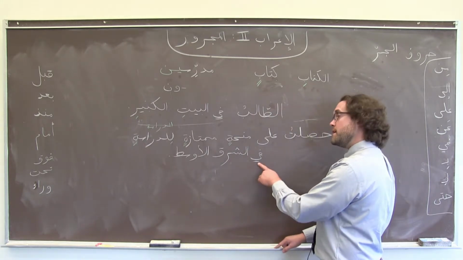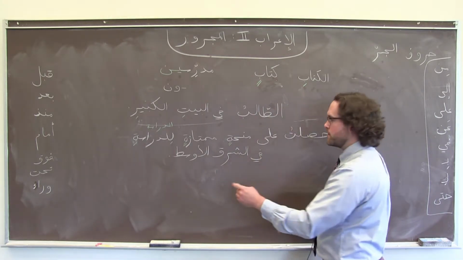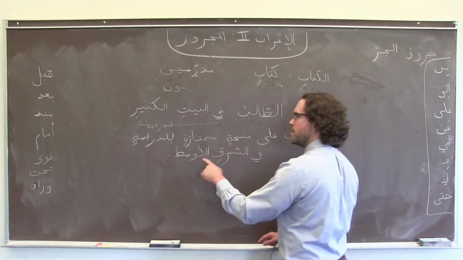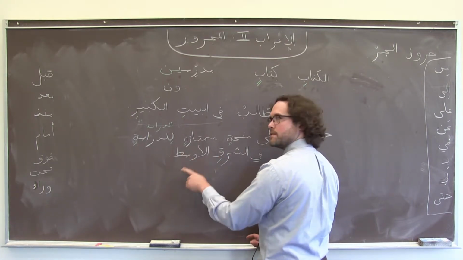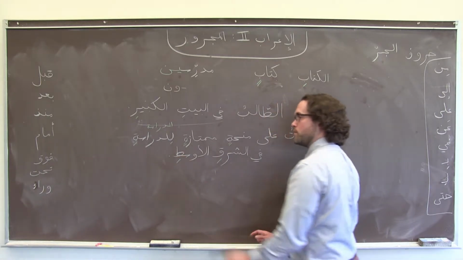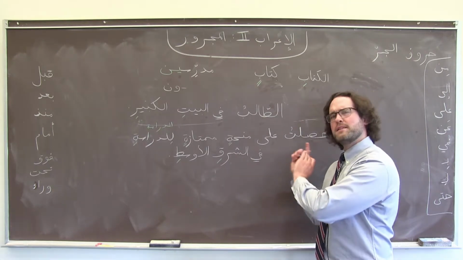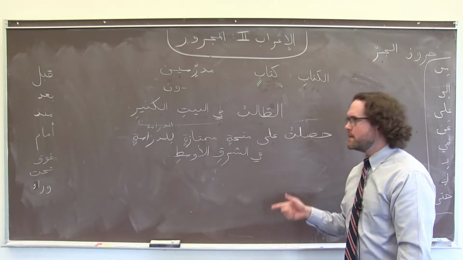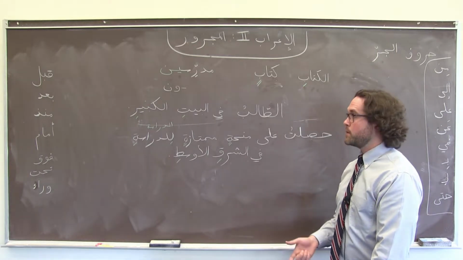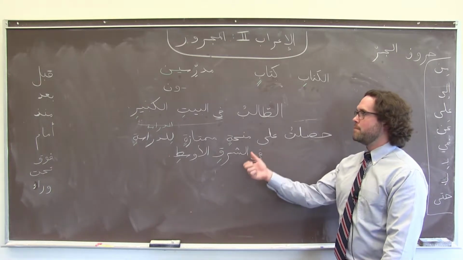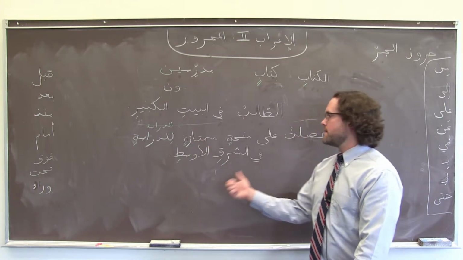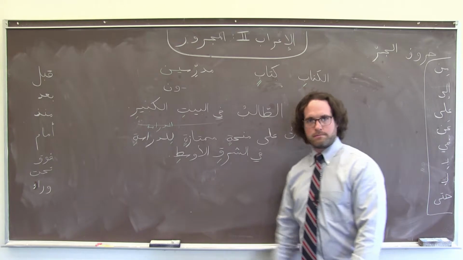للدراسة في, another preposition. They're everywhere. They're all over the place. الشرق, definite, one kasra. الأوسط. أوسط is an adjective modifying الشرق, so it also gets a kasra. So practically everything after our initial verb is majroor because of all those prepositions that we have floating around. حصلت على منحة ممتازة للدراسة في الشرق الأوسط.